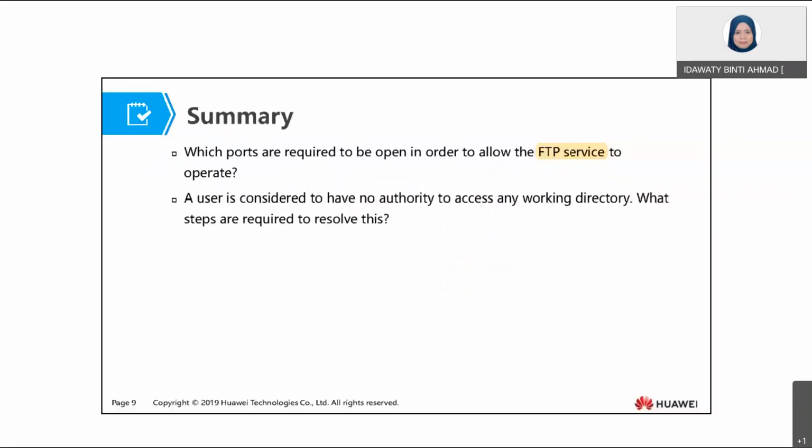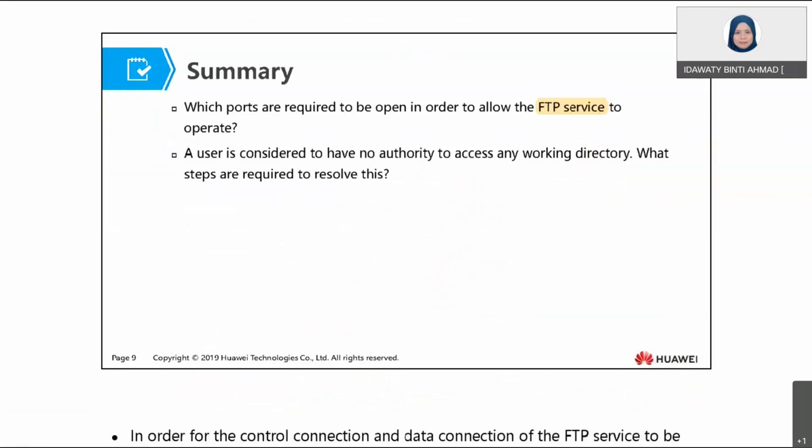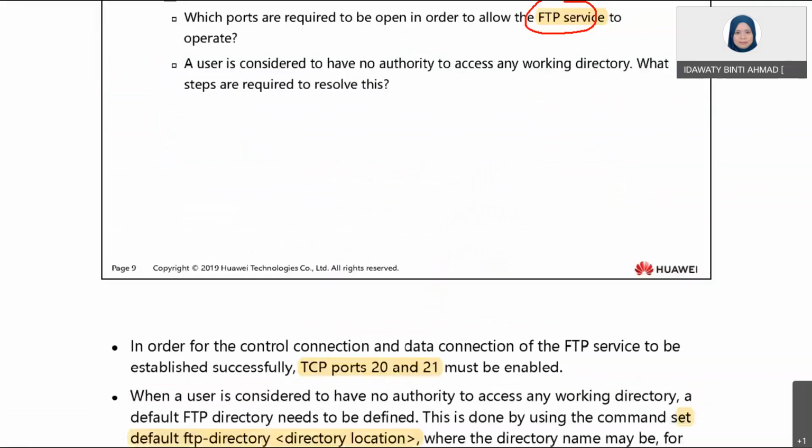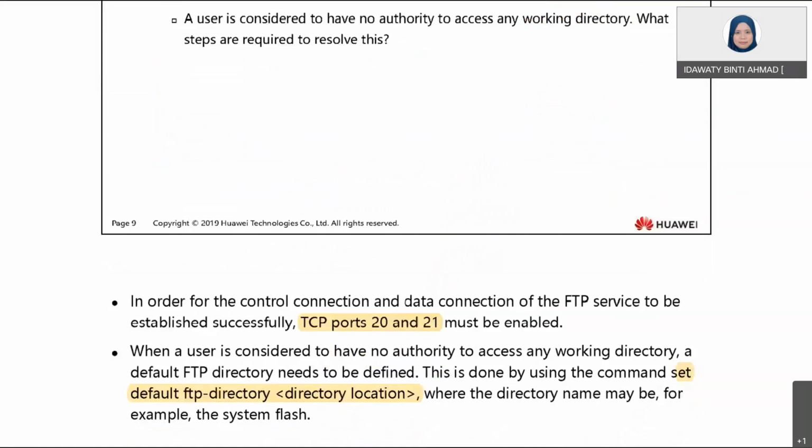Some questions. Which ports are required to be open in order to allow FTP services? You have to remember that FTP services have two TCP connections, two TCP ports. One is used for data. And before you can send and receive data, you must use port number 21 to make a connection request to the server. That's it.